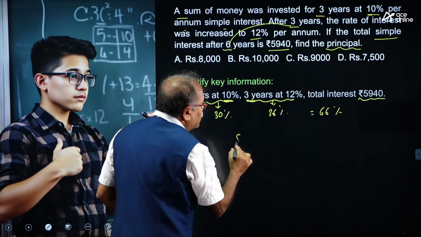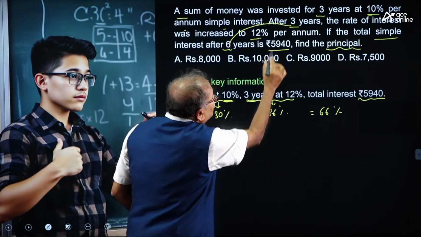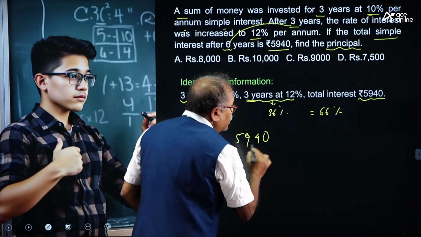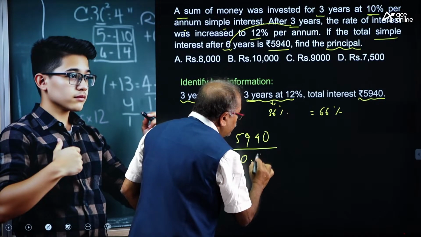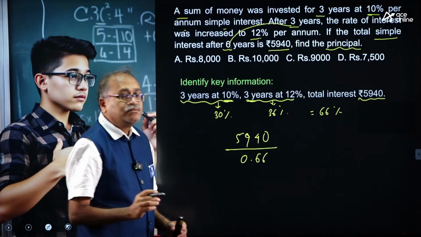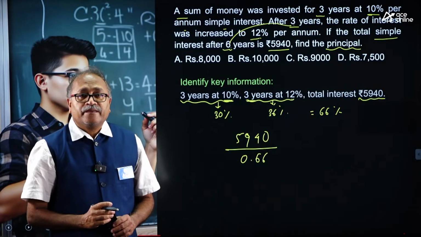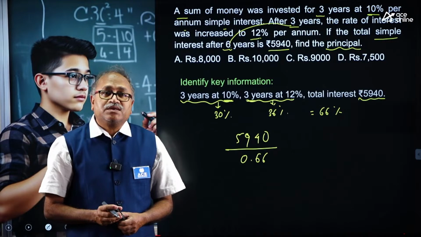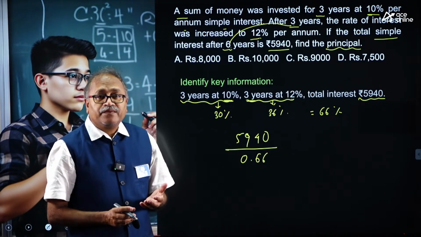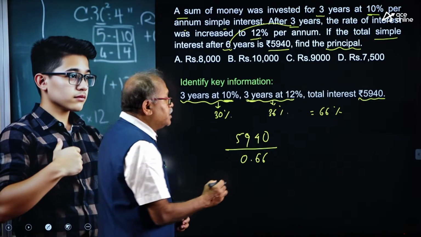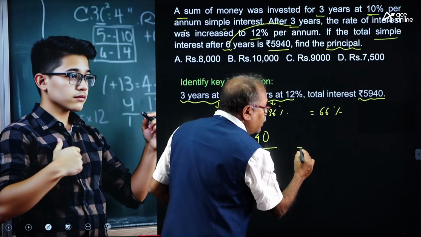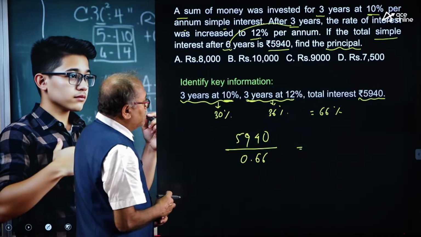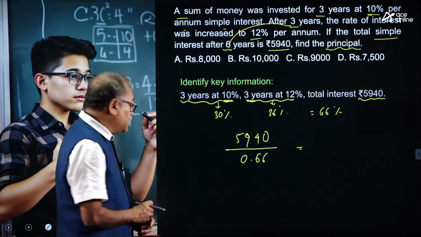So, that is 5940 divided by 0.66. What will you get? You will be getting 100%. That is the sum. Okay. From here onwards, you can move on and look at this part again here.